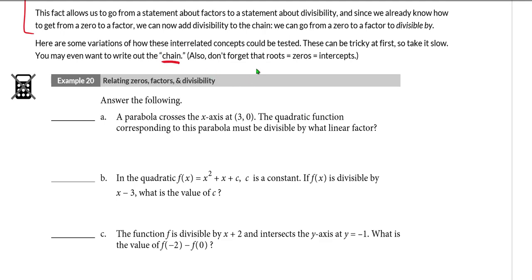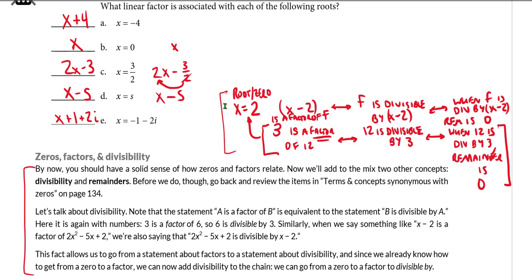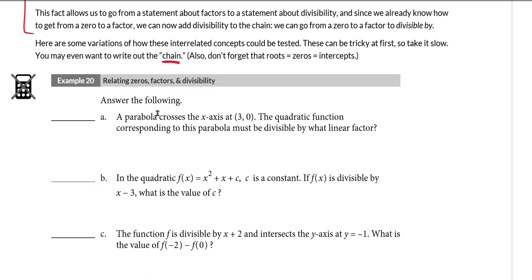And do remember that when I say chain, I'm just talking about this chain. We've got the root, the 0, we've got the factor, we've got the divisibility, and then we've got the remainder. We're going to deal with remainders later. As I said, here we'll just be focusing on zeros, factors, and divisibility.